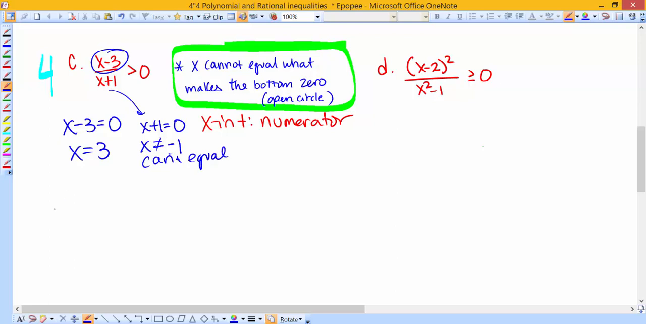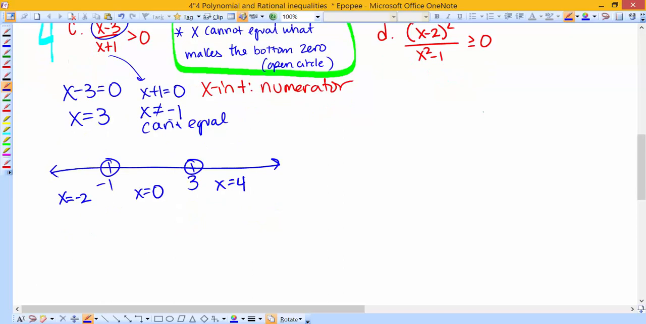Absolutely not. So when I make my number line, I have to use negative 1 and 3. You have to use the value from the numerator and you have to use the value from the denominator. The value that is coming from the denominator is your asymptote, so it automatically gets an open circle. The value from the numerator, you need to look back at the inequality from the original equation. So that one will also get an open circle. So then you would just need to go through and test. So negative 2, let's say 0, and let's use 4.